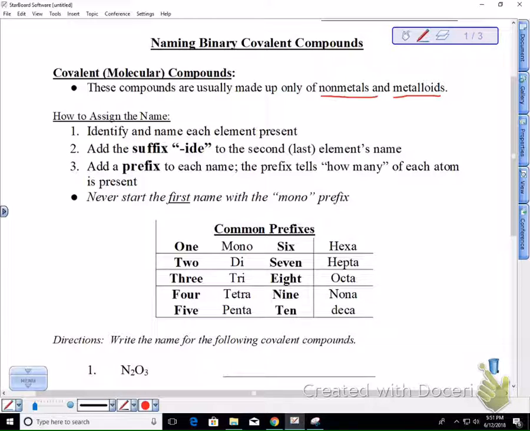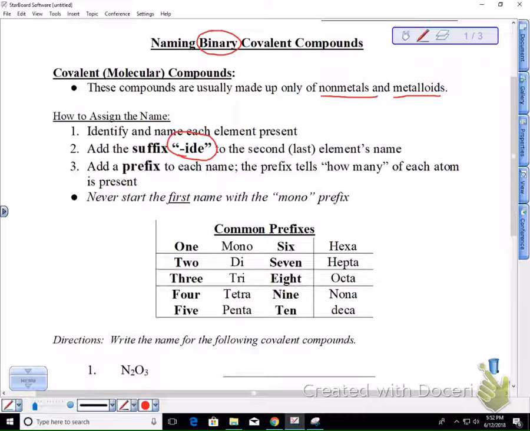You're going to identify and name each element present. And by the way, these are binary, so there will only be two elements. You'll give it a first name and a last name, just like we did with ionic. The good news is that the suffix will always be ide. So every covalent name will end in ide.